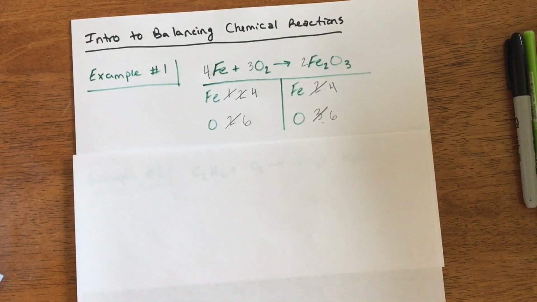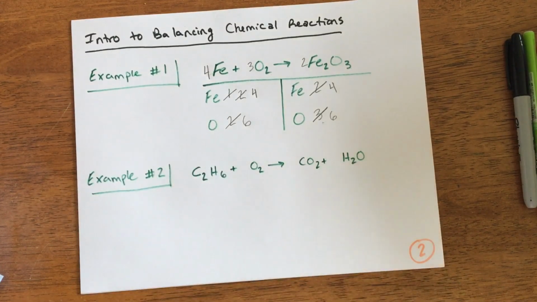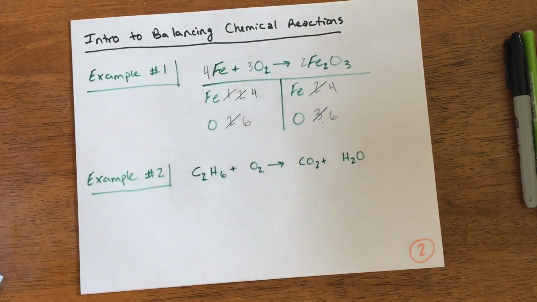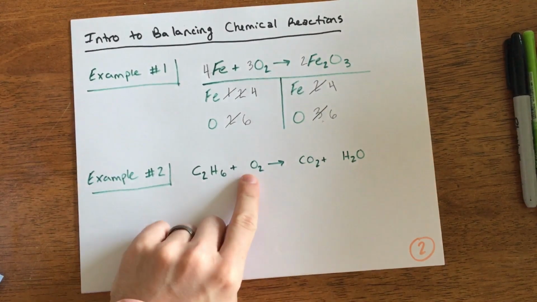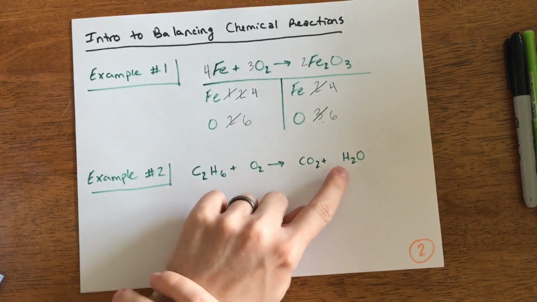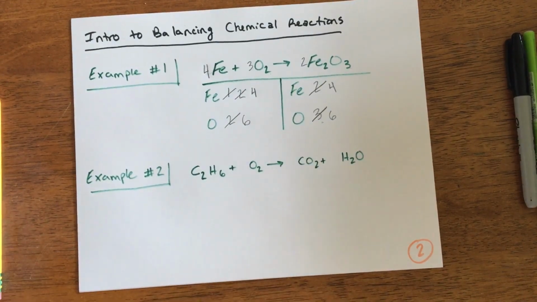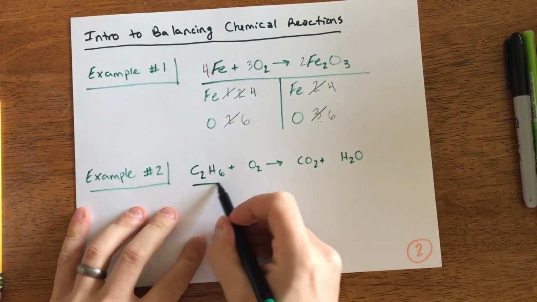Let's look at one more example. This is a combustion reaction of ethane, C2H6, with oxygen gas to become carbon dioxide and water. Let's go ahead and do our starting count. Just like the last one, we'll make our little T-chart.